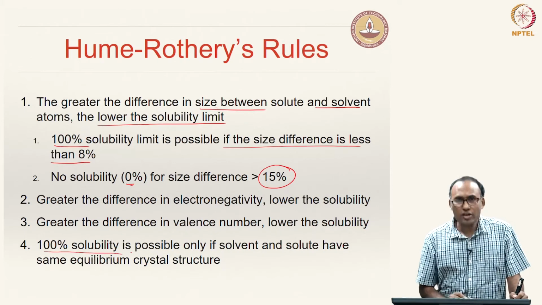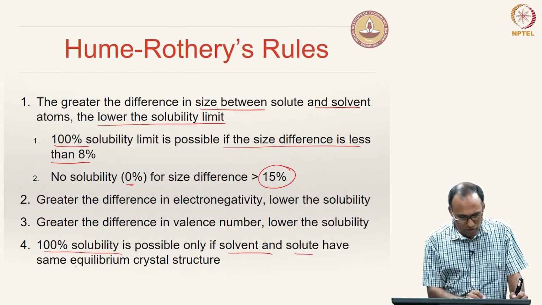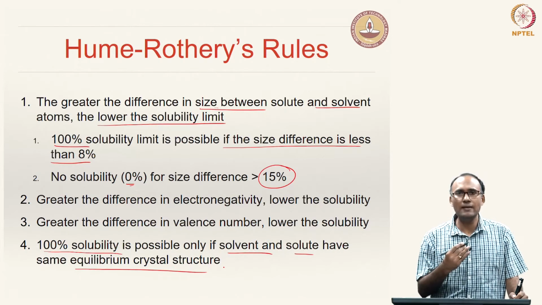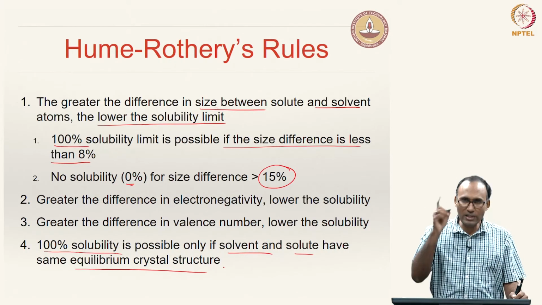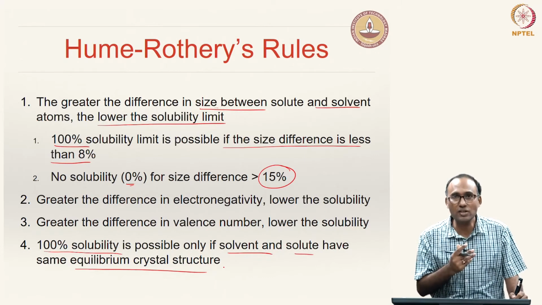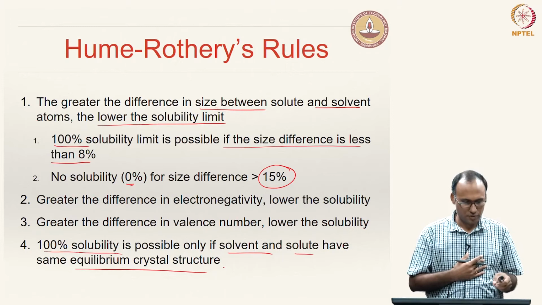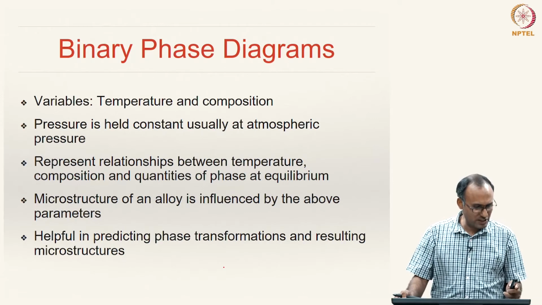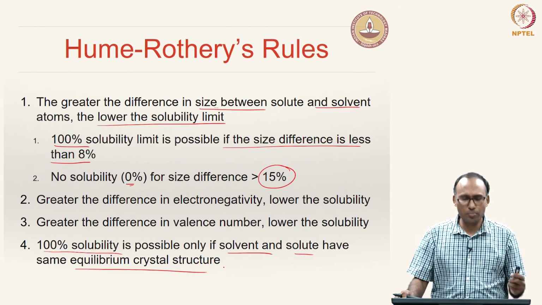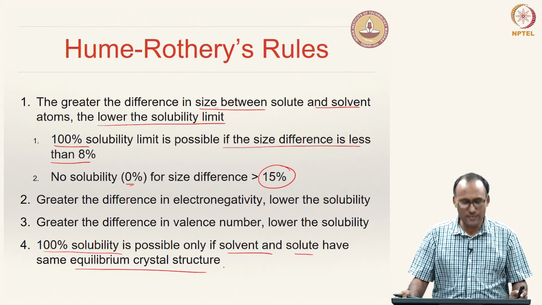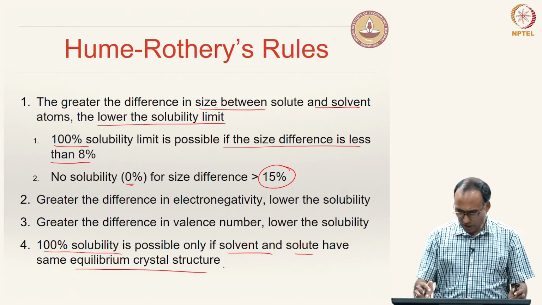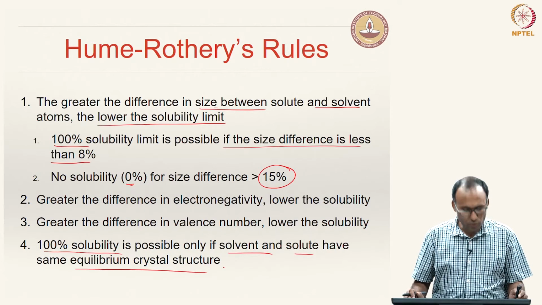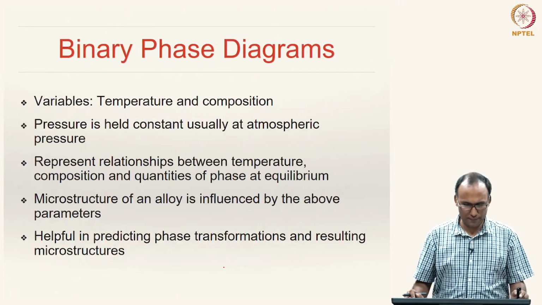And 100% solubility is possible only if solvent and solute have the same equilibrium crystal structure. That is another important thing. If the solvent atom A is FCC, the solute should also be FCC, only then will you have 100% solubility. Otherwise, you will not have 100% solubility. Alright. So, these Hume-Rothery's rules that we have discussed are primarily suggested based on observations, and these 4 rules are valid for all substitutional solid solutions.